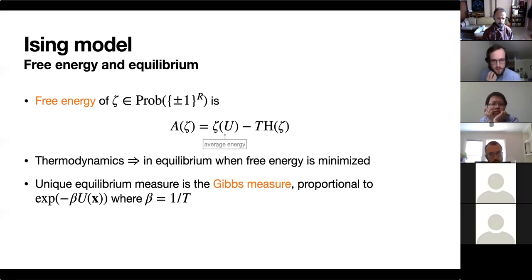So which measure actually minimizes the free energy? This is called the Gibbs measure, and it's proportional to this quantity, the exponential of minus beta times the energy. And beta is called the inverse temperature, and in a lot of contexts it turns out to be a more natural quantity than the temperature itself. So that will continue to appear. Okay, so there is one Gibbs measure, and it satisfies this classical thermodynamics condition of minimizing the free energy. So that's what we think of as being the equilibrium state.